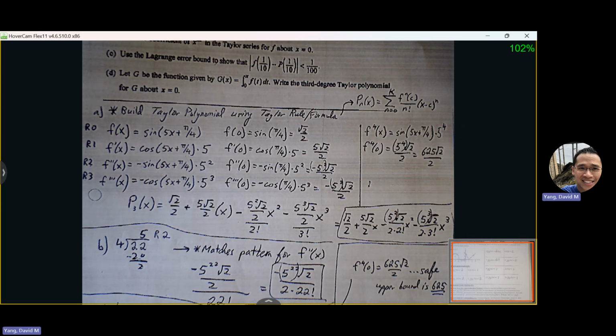So part A, we're just building out our Taylor polynomial. For part B, what's the coefficient of x to the 22? Ideally, we can find the pattern and not have to actually get all the way down to the 22nd derivative. And the pattern is that we're dealing with sine and cosine. They're going to keep alternating within each other after the fourth derivative.